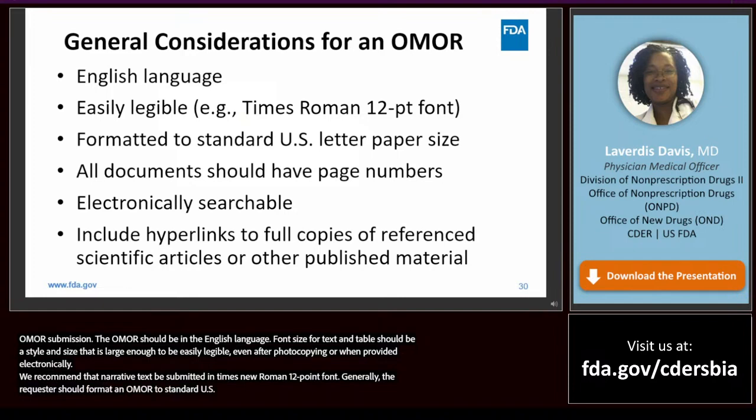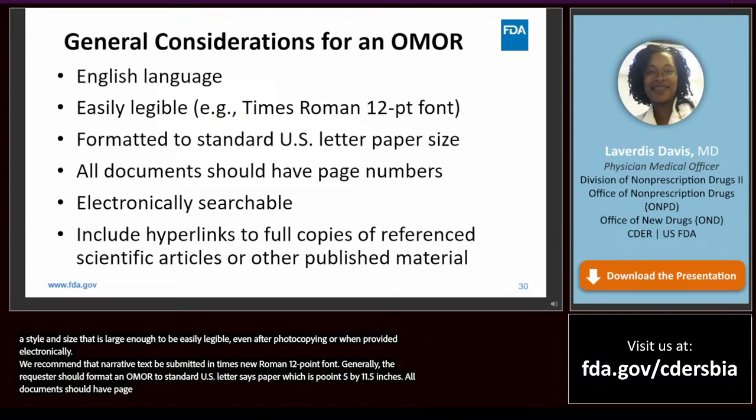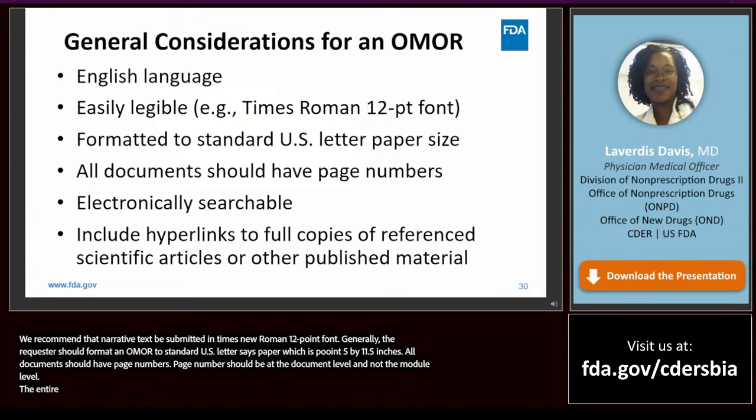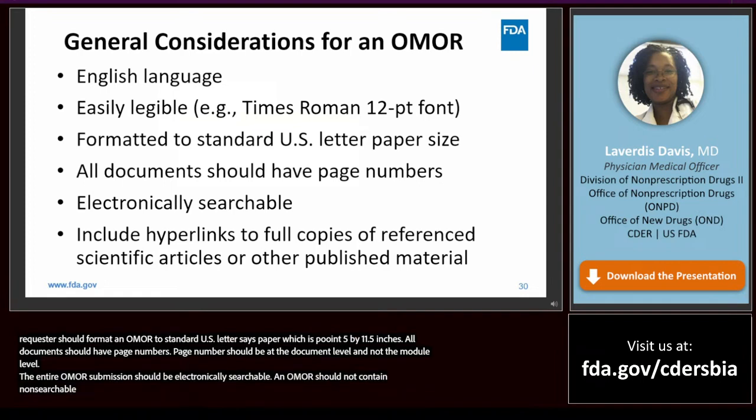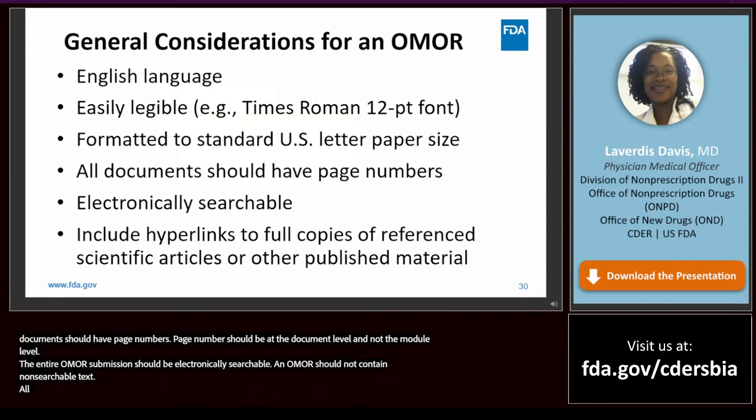In general, all documents should have page numbers. Page numbering should be at the document level and not the module level. The entire OMOR submission should be electronically searchable. An OMOR should not contain non-searchable text. All items in reference lists and all in-text references citing scientific articles or other published materials should include a hyperlink to a full copy of the referenced article or other referenced published material.